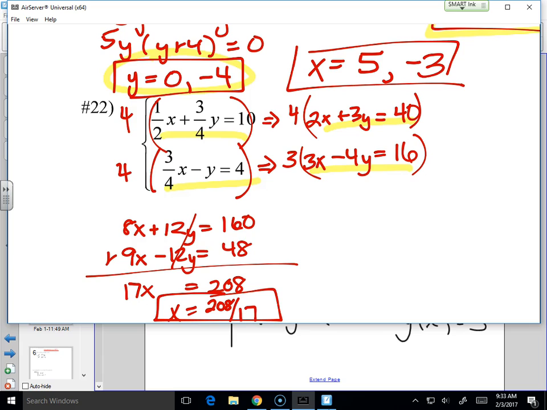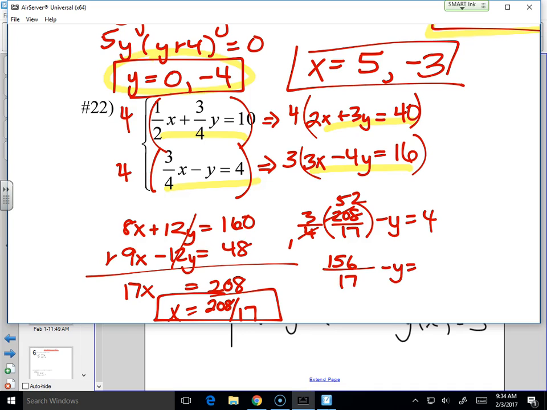Bottom left? Okay. So bottom left would be 3/4 times 208 over 17 minus y equals 4. Ew. 208 divided by 4? Yeah, it does. 52 times 3, and 17 doesn't work. That'd be 156 all over 17 minus y equals, you get common denominators, this would be 68 17ths, changing 4 by multiplying by 17 over 17. Add the y, subtract the 68, y ends up equaling 88 over 17. It's not pretty, but it works.